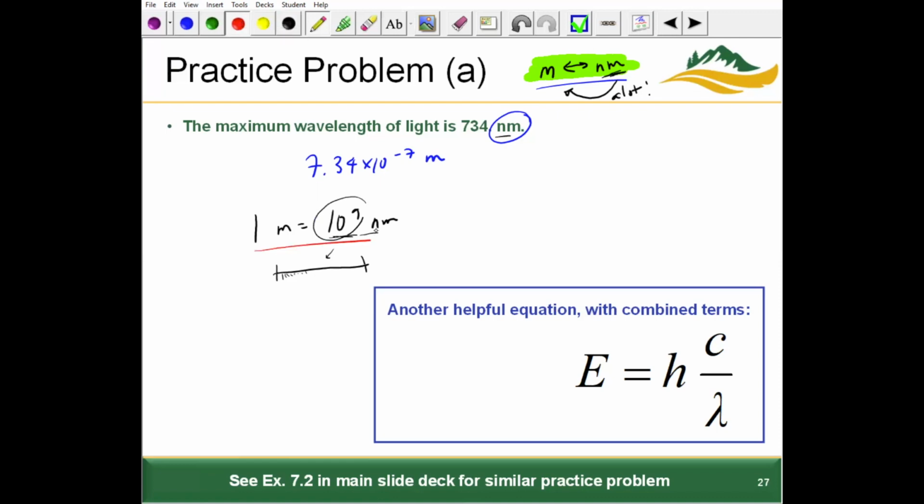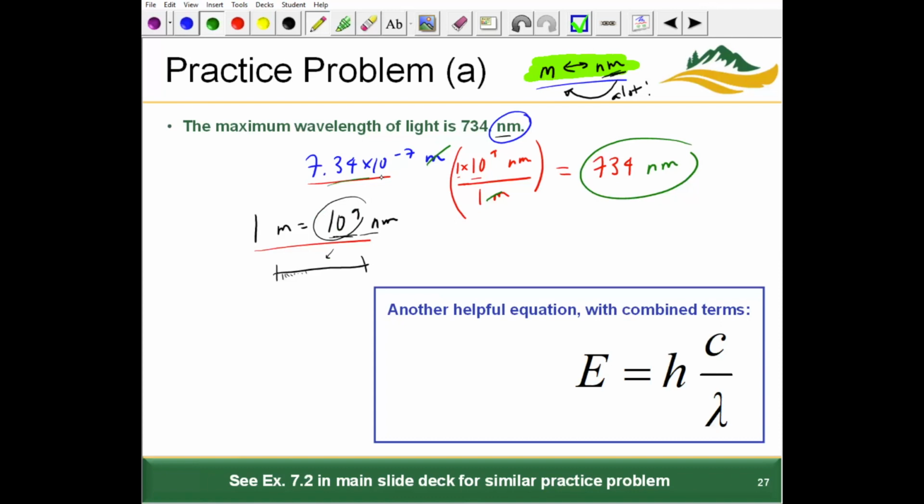Using this unit conversion, we would need to say that 1 meter in the denominator is 10 to the 9th, or 1 times 10 to the 9th, same thing, nanometers. So this value times 10 to the 9th does get us 734. Now our units are no longer meters, but in units of nanometers.